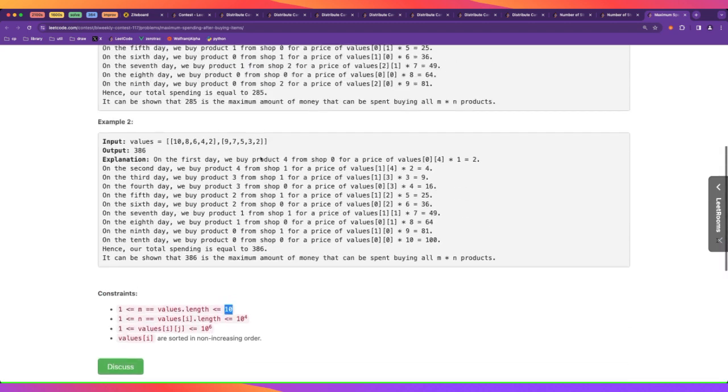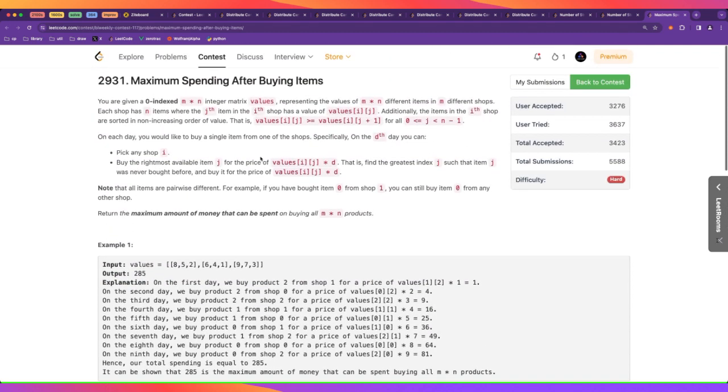Okay, so notice that we are going to be buying these products in some order. So we're going over all the elements, and we are multiplying by 1 first, then 2, then 3, and so on. And we're adding all those values, and we want to maximize that expression.